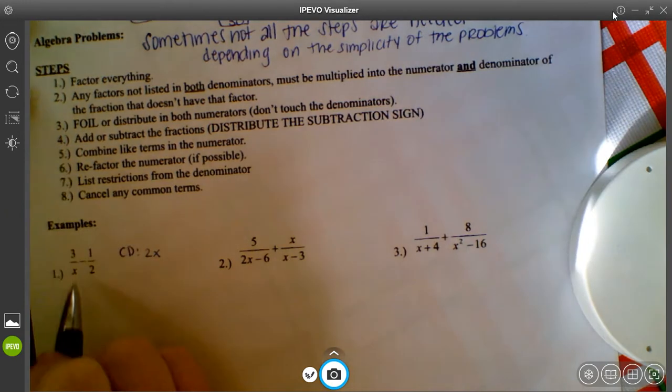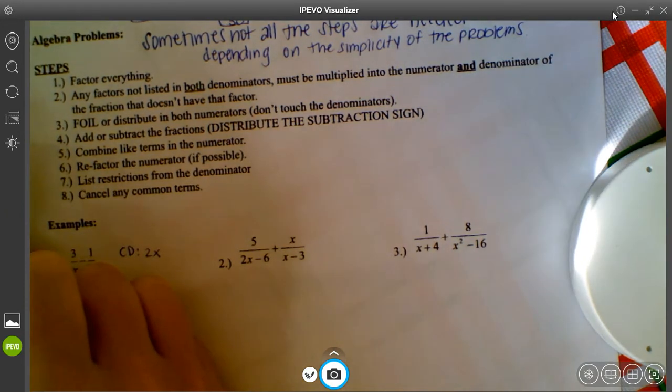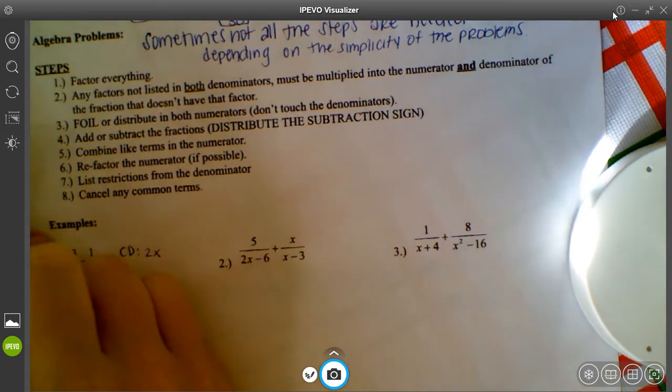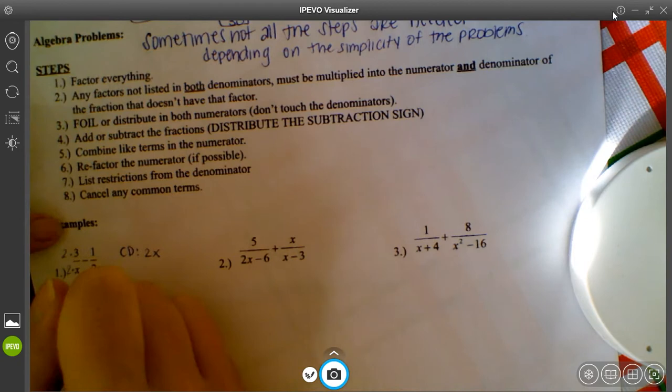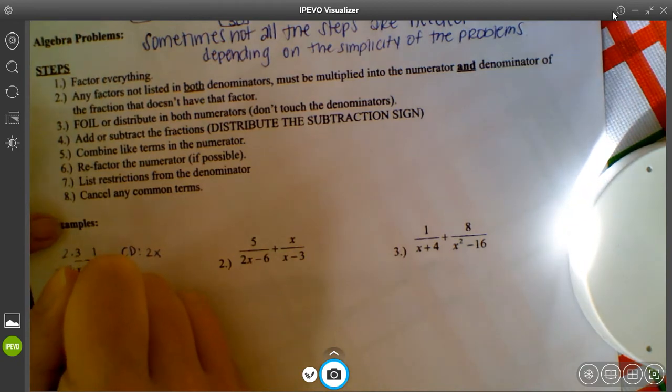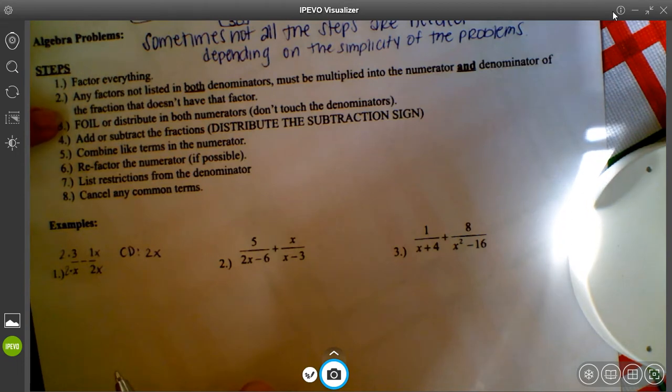Okay, so this is an x. It needs a 2. So that means I need to multiply this by a 2, and I need to multiply this by a 2. This one needs an x, so I need to multiply this by an x and this by an x. That's what step 2 is saying.